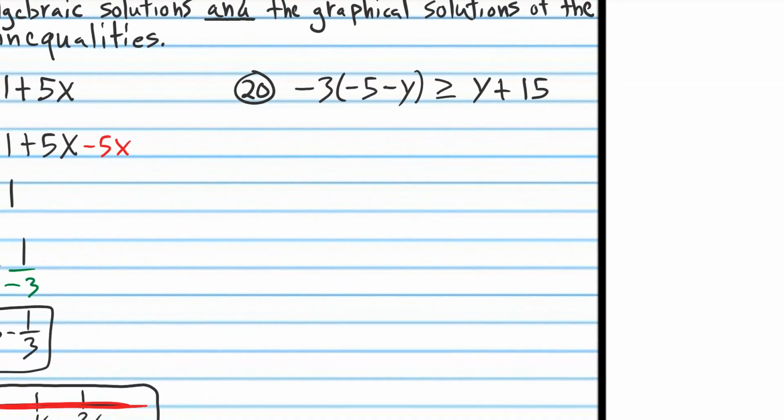We have an inequality with parentheses, so whenever you have parentheses, you got to get rid of those parentheses. So -3 times -5 is +15. -3 times -y is +3y. So we use the distributive rule. Again, we multiply -3 times -5 and -3 times -y.